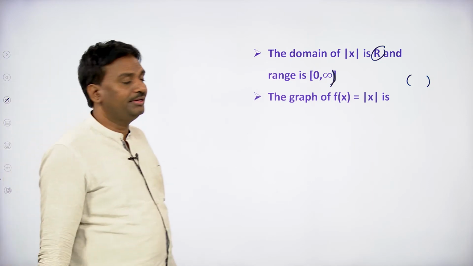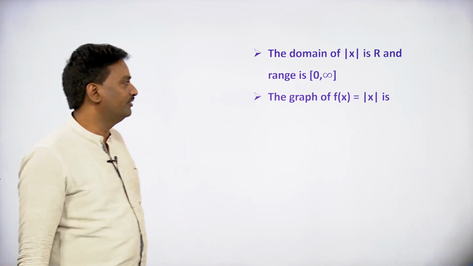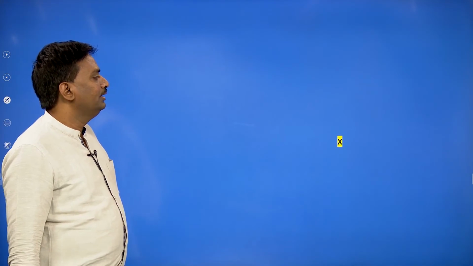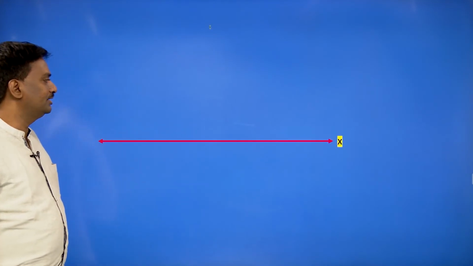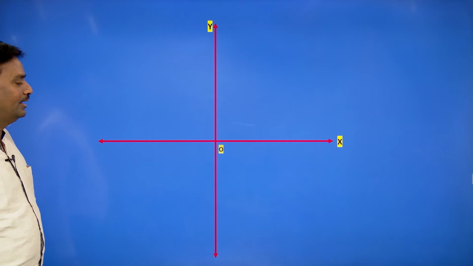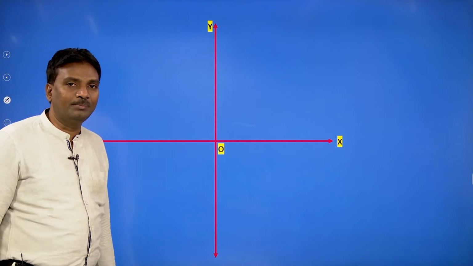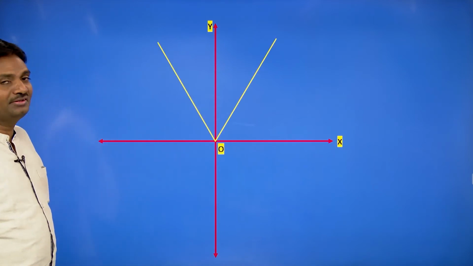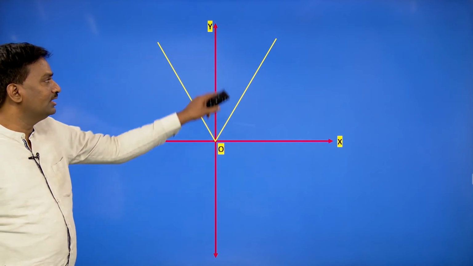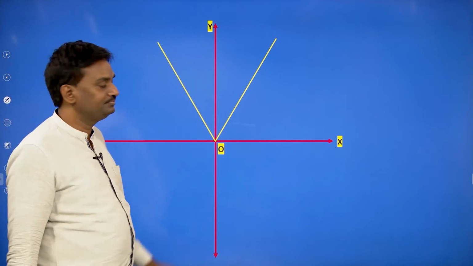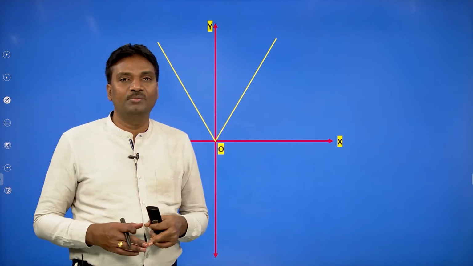Next, let us discuss the graph of the modulus of x. Here let us take the x-axis and the y-axis like this, and let us take O as the origin, that is nothing but the intersecting point of the x-axis and y-axis. Now this is the graph of the modulus function.